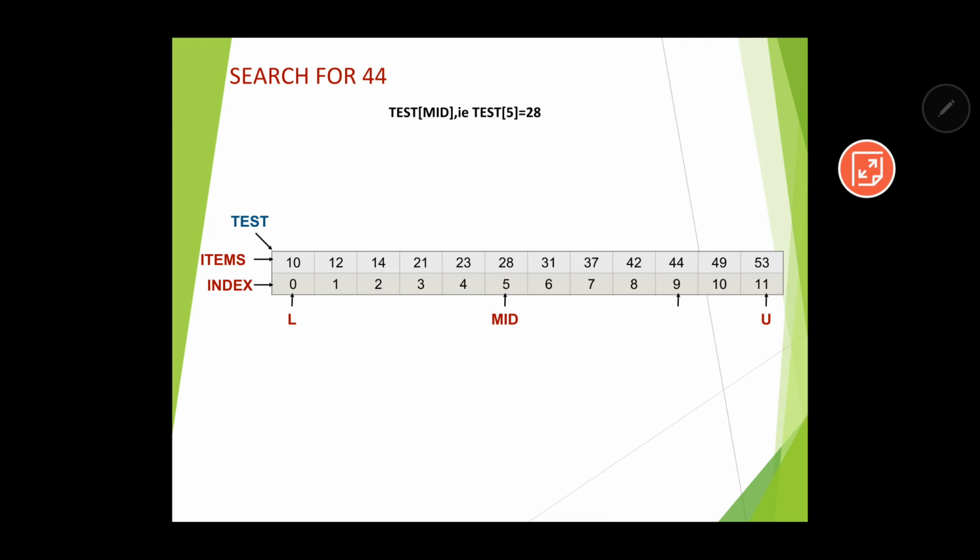Let's move on. After that, we need to check the element at the middle. What is the name of this list? The name of this list is test. So test[mid] means the element at mid. So test[5]. What is the index of the middle element? The index of the middle element is 5. So test[5] is how much? 28. test[5] indicates the value at index 5. So at first we take out the value at the middle position.